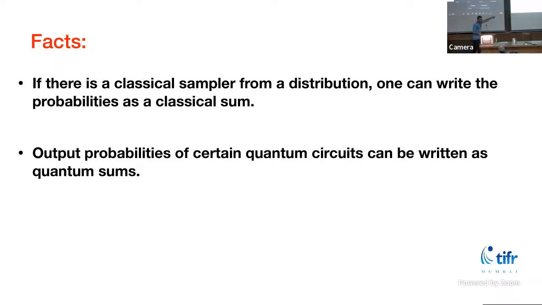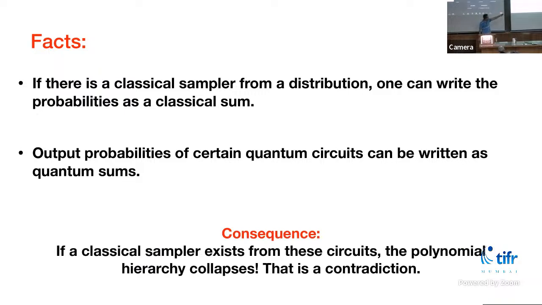So what do these two facts tell you? These facts tell you that if you actually have a classical sampler from these quantum circuits, then the polynomial hierarchy collapses. And that's believed to be a contradiction. Yeah, these are worst case results. Yeah, precisely. So this is just a complexity theoretic statement so far. It doesn't look back to the real world yet. That will happen very soon, but not yet.